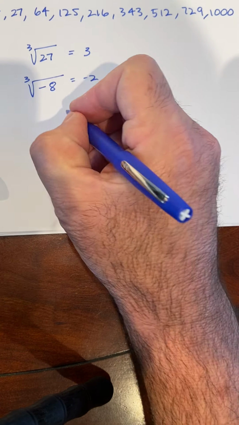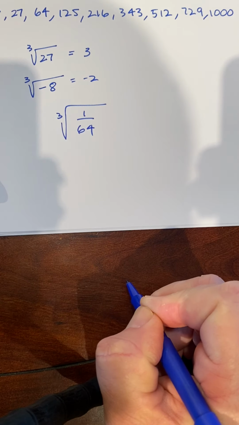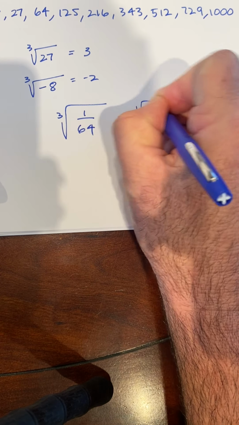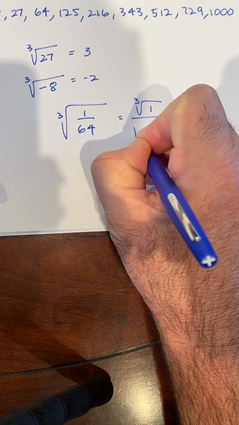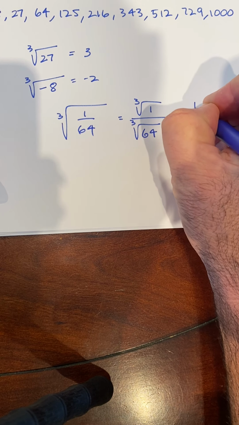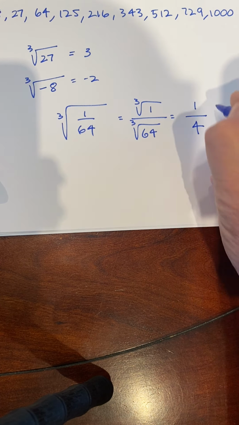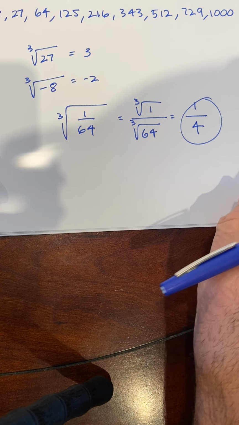Let's say there's a fraction, 1 over 64. Well, you can think of it this way. The cube root of 1 and the cube root of 64. The cube root of 1 is 1, and the cube root of 64 is 4. So it's 1/4.